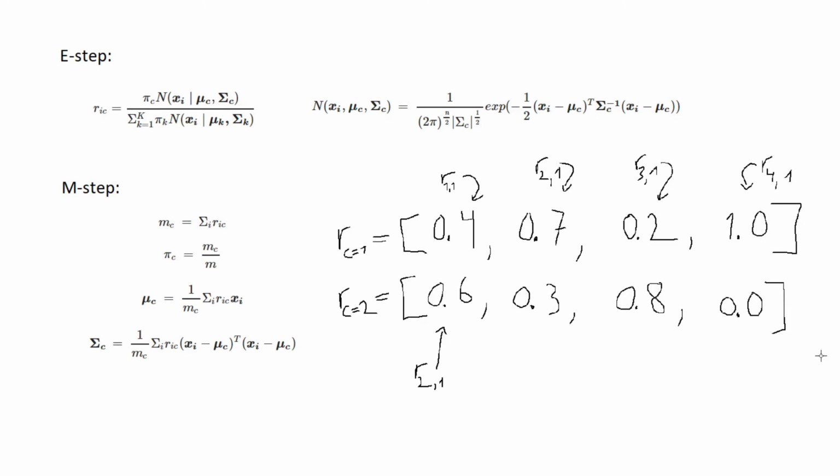But here comes the smart thing about this algorithm. If we have a really high value here, it means that this point was a much better fit for this Gaussian, Gaussian 1, than for Gaussian 2 in this example here.